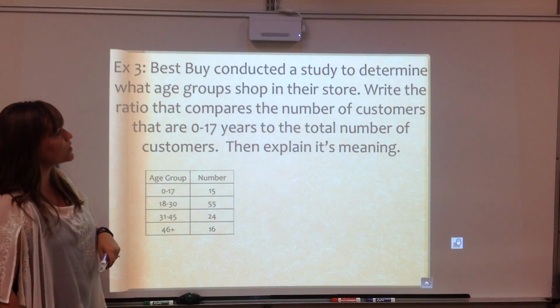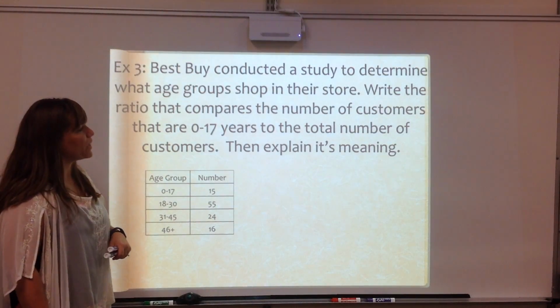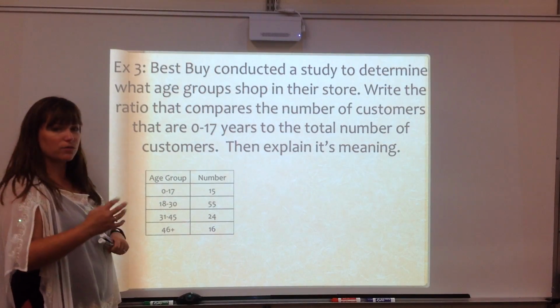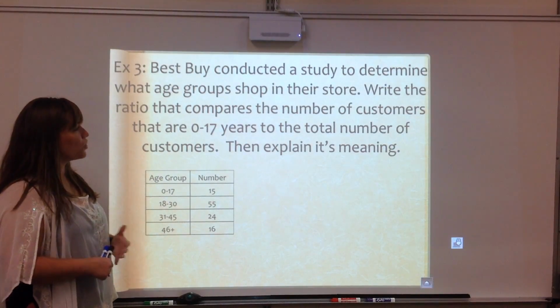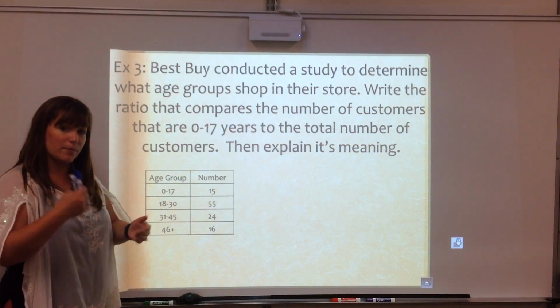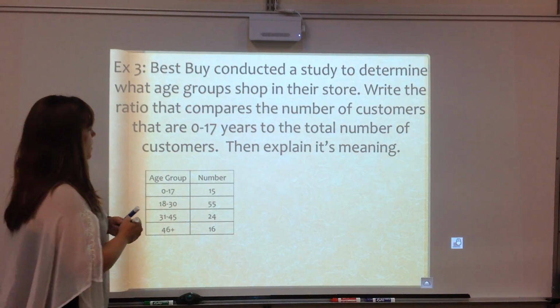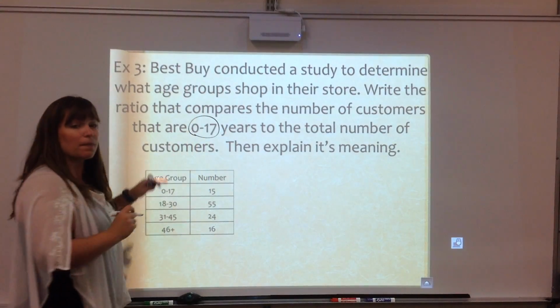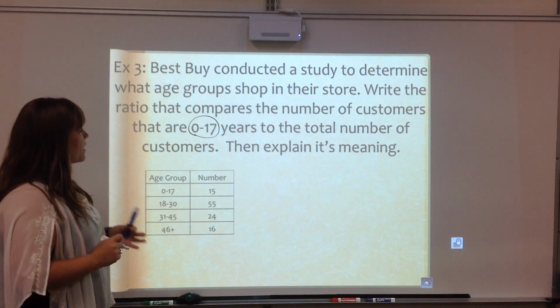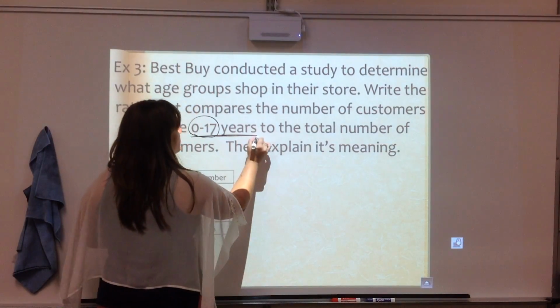Best Buy conducted a study to determine what age groups shop in their store. Write the ratio that compares the number of customers that are 0 to 17 years of age to the total number of customers, then explain its meaning. You can pause and try this on your own, and then press play to see if you were right. So I need to use the table to solve this. I want to mark up that there's the age group of 0 to 17 that I am concerned about. So that is the ratio that is going to be first.